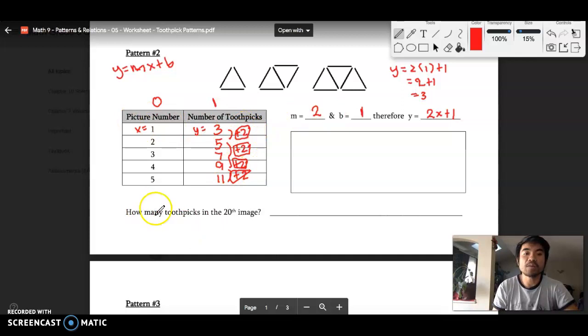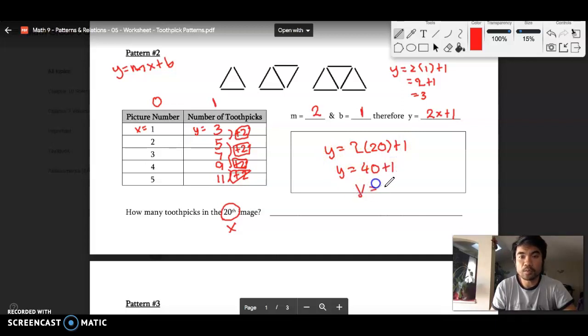Okay? So how many toothpicks in the 20th image? My 20th image will be my x value. So let's just substitute. y equals 2 times 20 plus 1. So y equals 40 plus 1. y equals 41. So how many toothpicks in the 20th image? There are going to be 41 toothpicks.